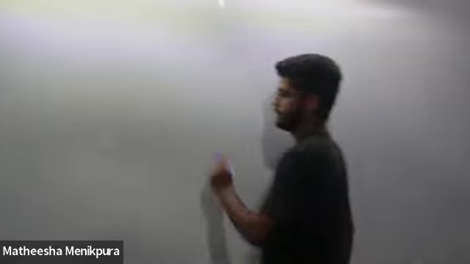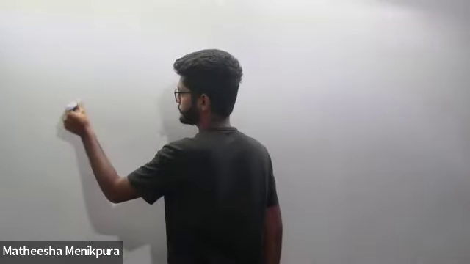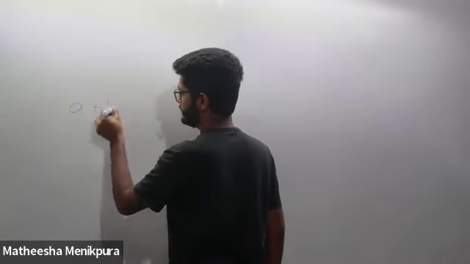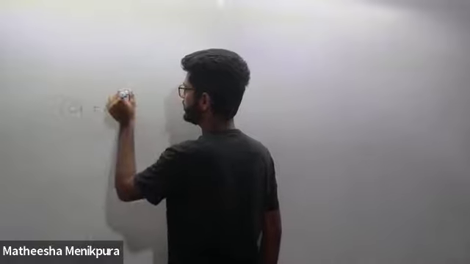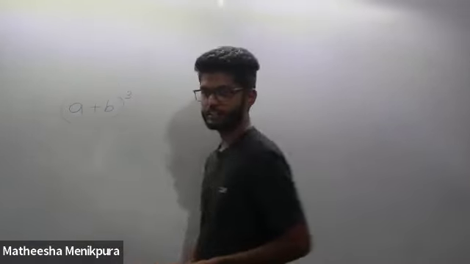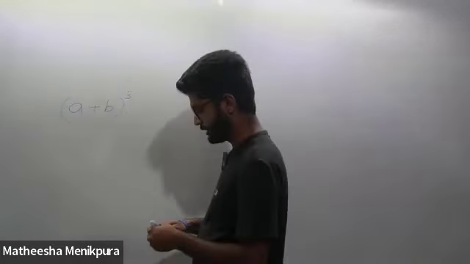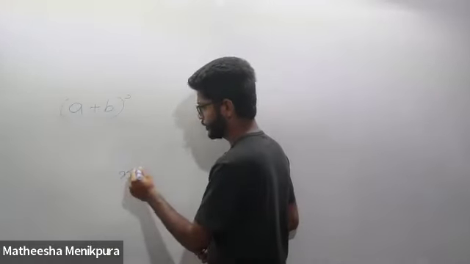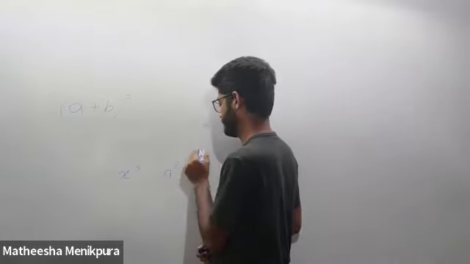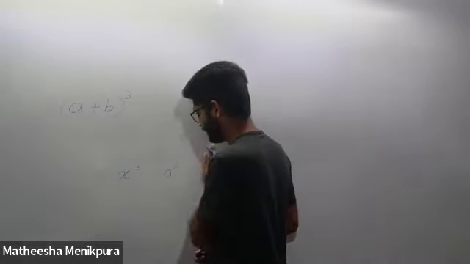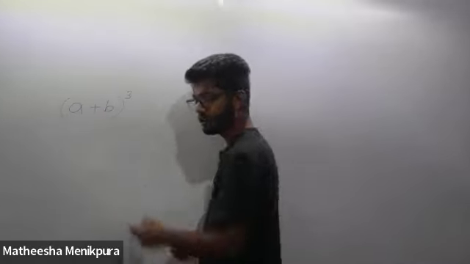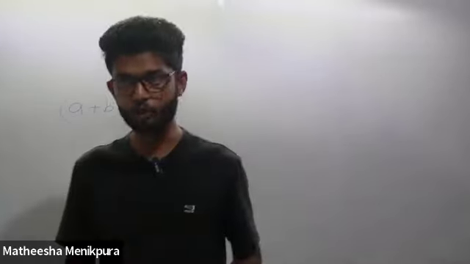Now, next part: (a plus b) to the power 3. Give it a try. Cube of a binomial expression. If the power is 3, we call it a cube. Here, x cube, a cube, b cube, like that. When the power is 2, we call it a square. When the power is 3, we call it a cube.